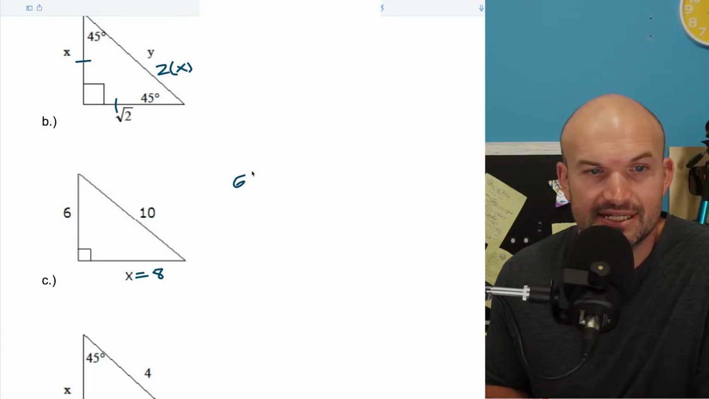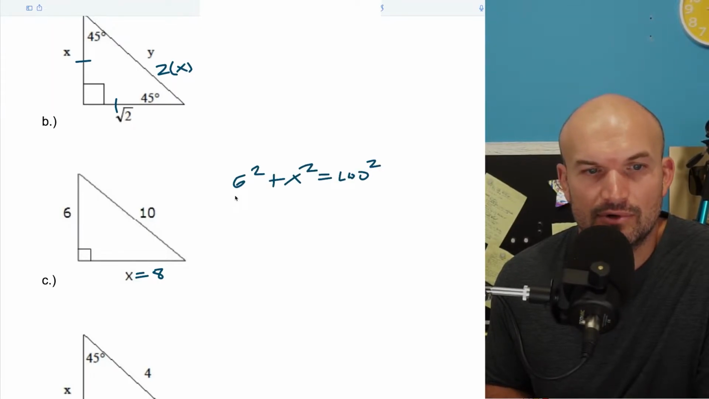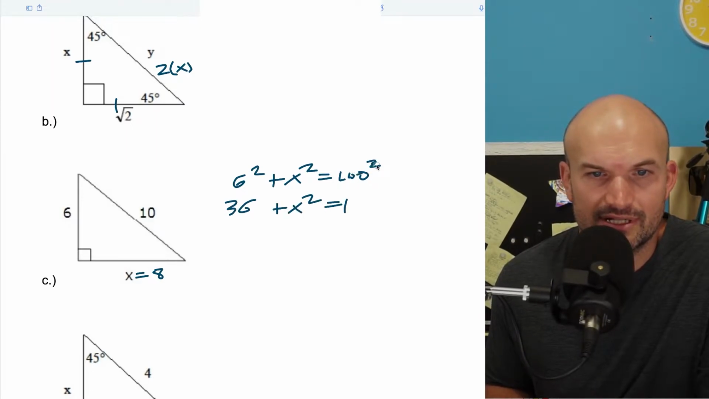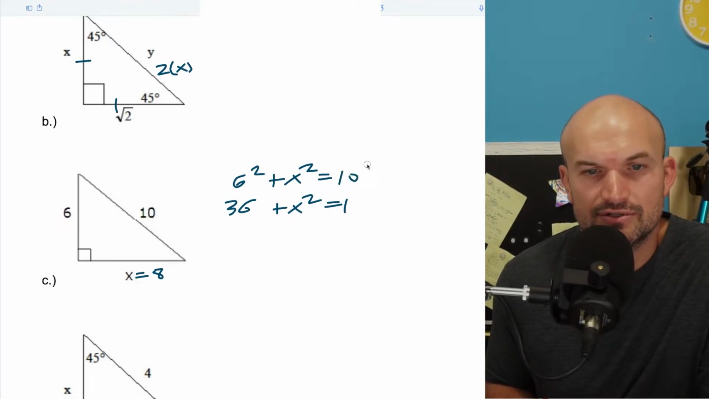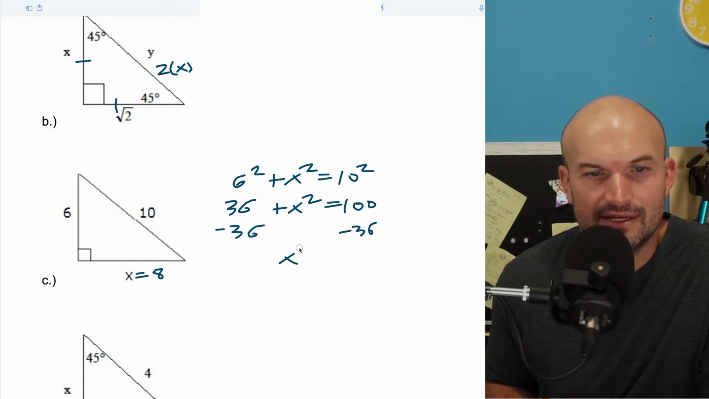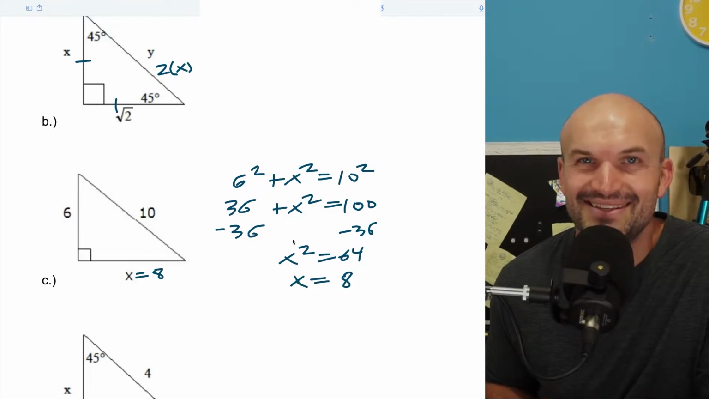So you could say 6 squared plus x squared equals 10 squared. Well, that's 36 plus x squared equals 10 squared, which is obviously 100. Then you could subtract 36, and you get x squared is equal to 64. And what do you know? Miss McLogan was right. Thank you very much.